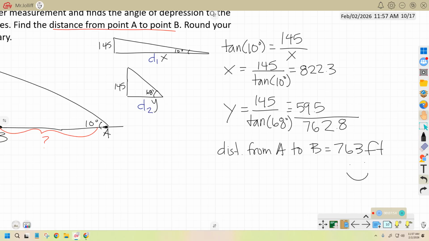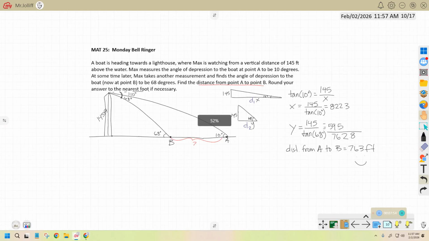Questions on our bell ringer? That zoomed out a little bit too far there.